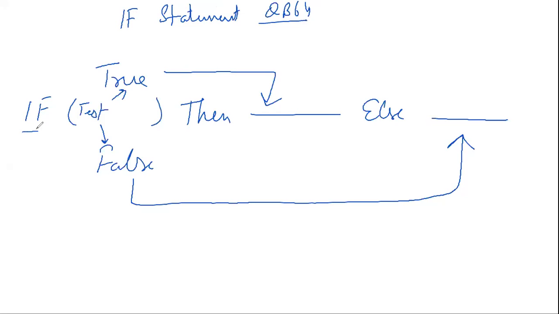After the if statement, we put a test condition, and that test condition will give the result either true or false. If the result of the test condition is true, then whatever statements appear after the then will be executed. And if the result of the test condition is false, then whatever is appearing after the else statement will be executed. So let us see one example of it.